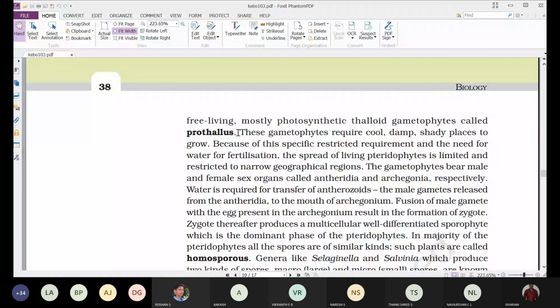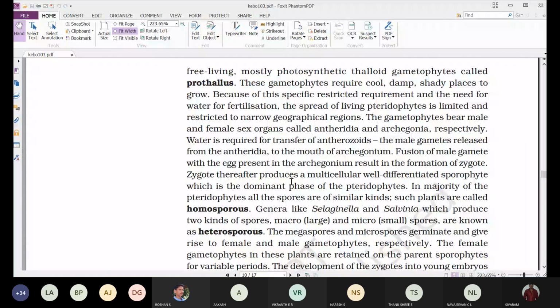And next, the gametophytes bear male and female sex organs called antheridia and archegonia respectively. The gametophyte stage.